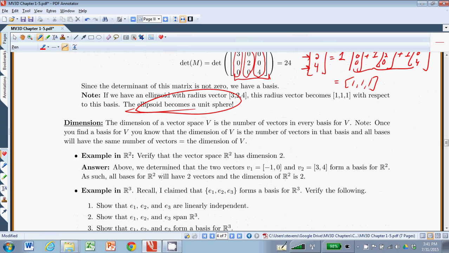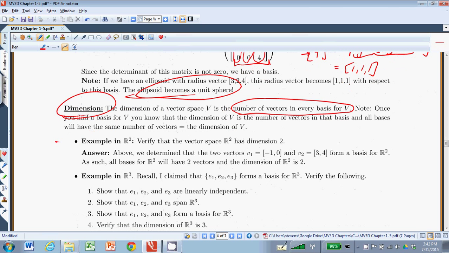So now that we have a basis, we can actually define what the dimension is. The dimension of a vector space is the number of vectors in every basis. All right, every basis will have the same number of vectors. So if you find a basis, figure out however many vectors are in there. That defines the dimension.